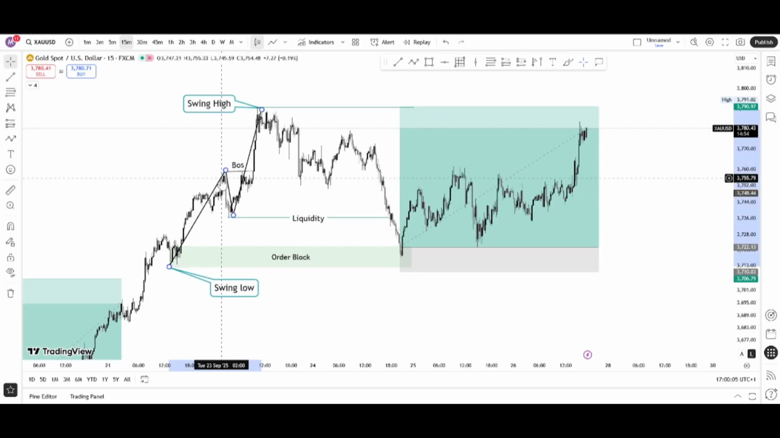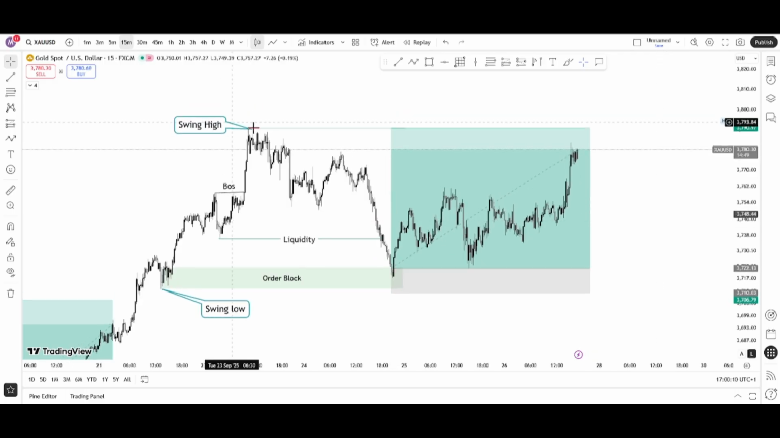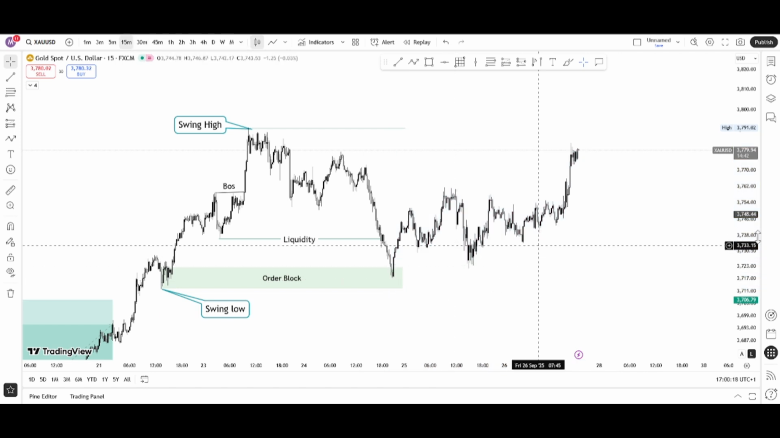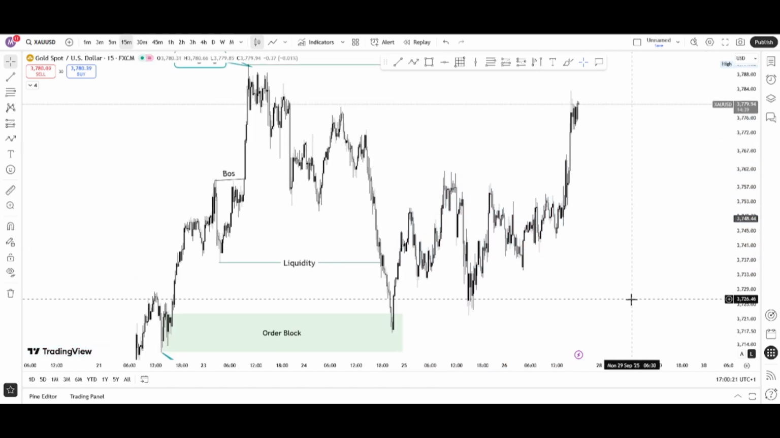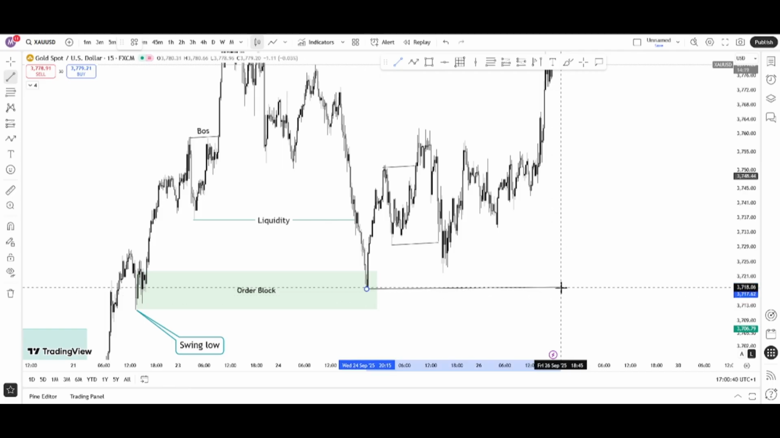A very simple setup, not difficult. And we expect this high to be taken out as well. Now, I took one position here, but discovered that the market did exactly the same thing again. You can see what's happening here. We got a break, and we got this low as our liquidity. Now we expect this low to be protected.